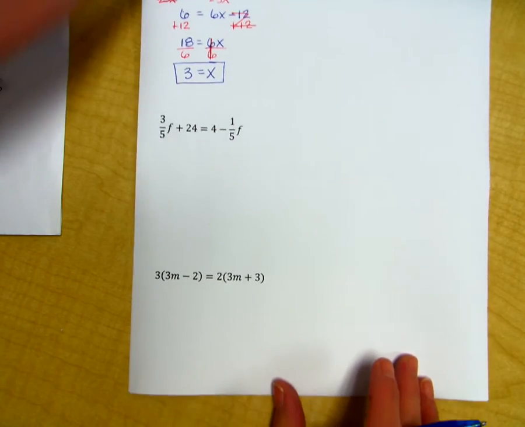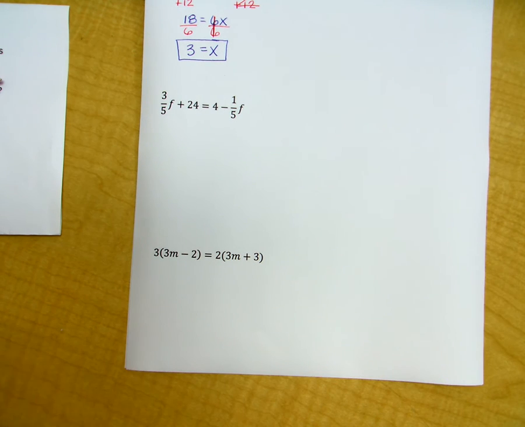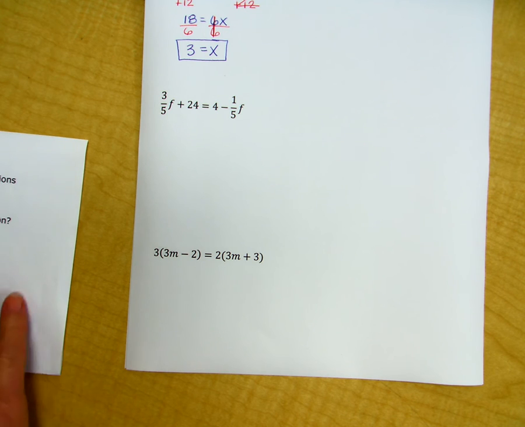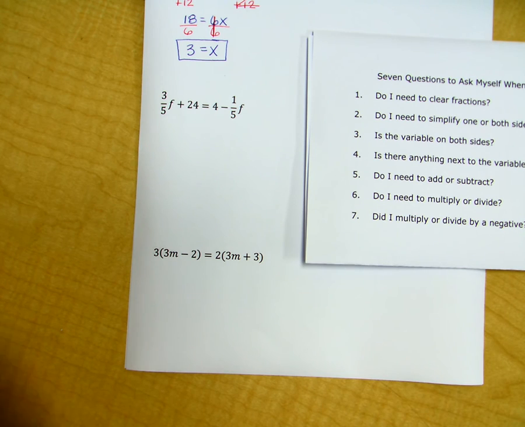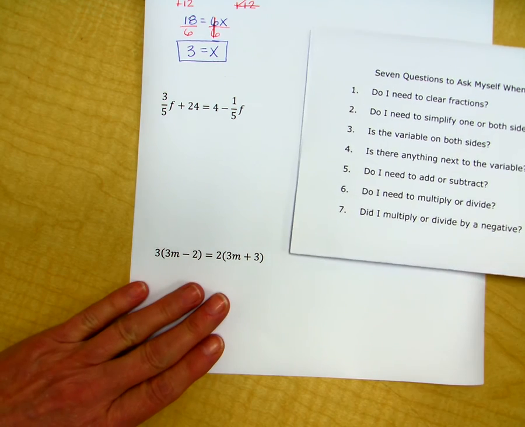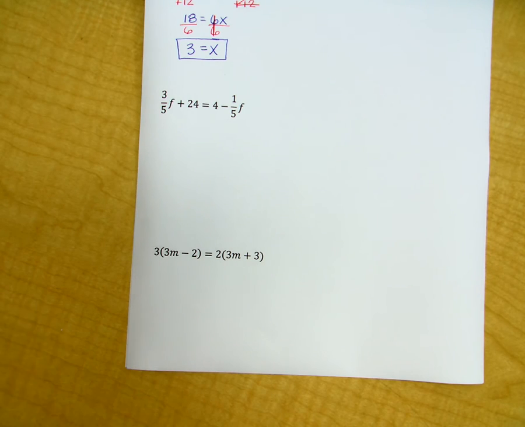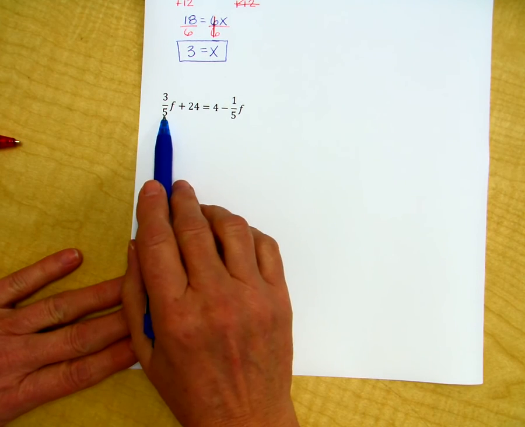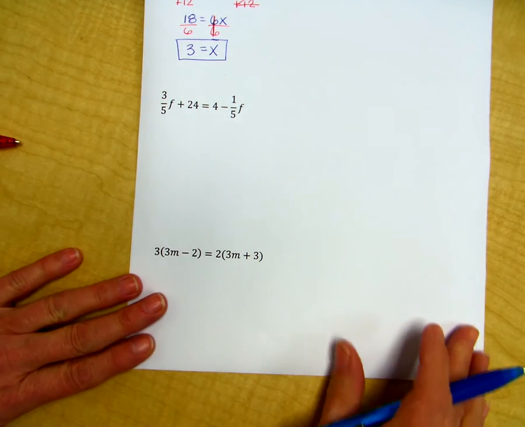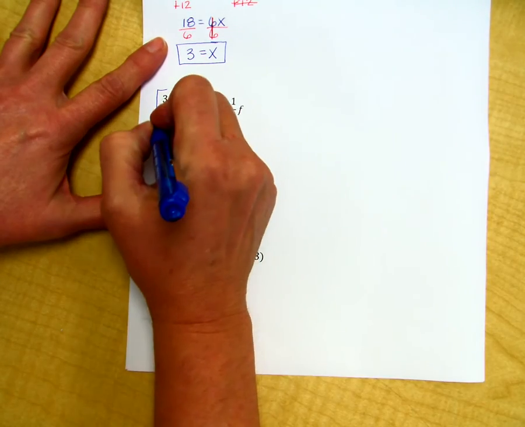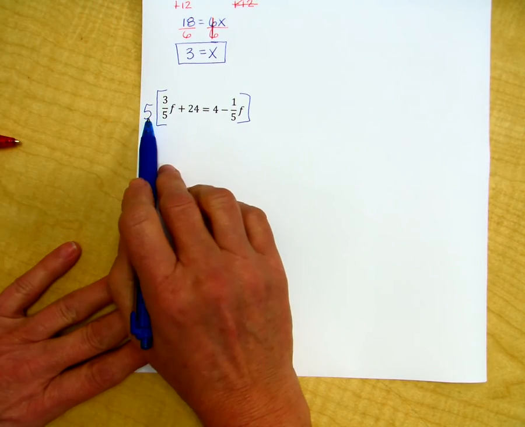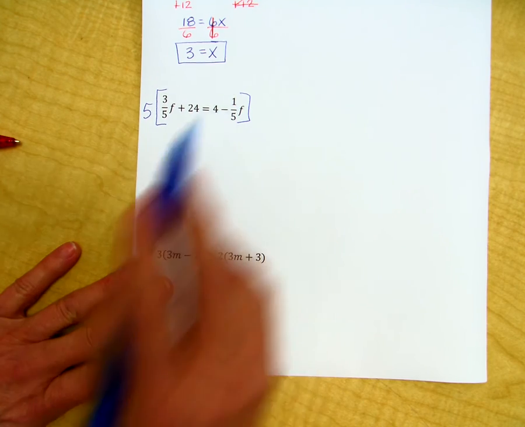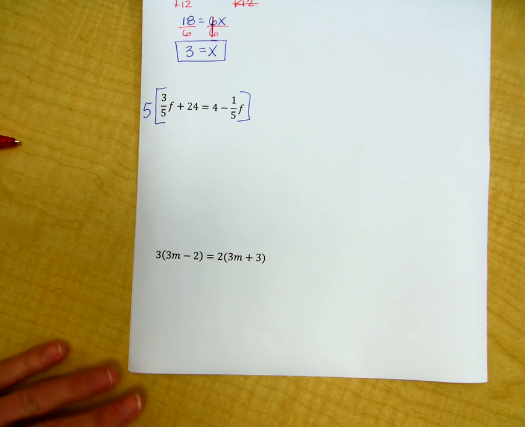Our second example is 3/5 f plus 24 equals 4 minus 1/5 f. And this is actually a case where we're going to get to clear fractions. So, do I need to clear them? Yes, I do. So to do that, we look at the denominator. This denominator is 5, so is this one, so that's going to make our life a little bit easier. We are going to multiply through by 5. We're going to multiply every single term on both sides of the equation by 5.